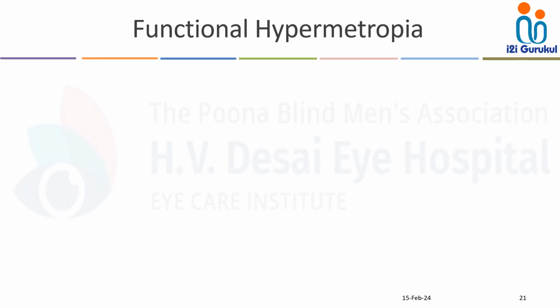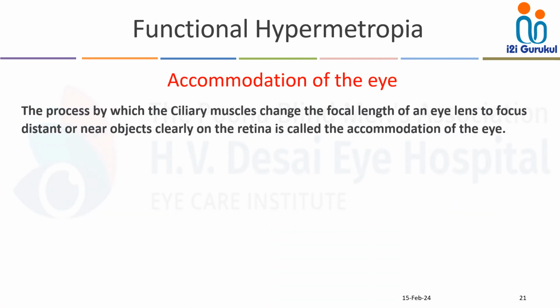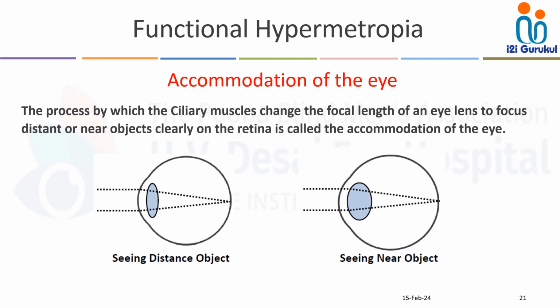Now moving towards functional hypermetropia. Functional hypermetropia is due to paralysis of accommodation. It is affected by the paralysis of accommodation. Functional hypermetropia is usually present at birth. The process by which the ciliary muscles change the focal length of the eye lens to focus distant or near objects clearly on the retina is called accommodation.